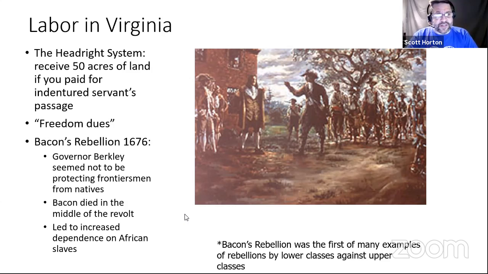And then, of course, that changes towards the late part of the 1600s. One of the main reasons is Bacon's Rebellion, which is an uprising of former indentured servants. They're angry at the governor, without getting too much into the details here. But that causes people in Virginia to begin looking for other sources of labor. And that other source of labor, of course, becomes African slaves. And we'll talk about that at the end of this segment here, kind of comparing the regions as far as slavery is concerned.